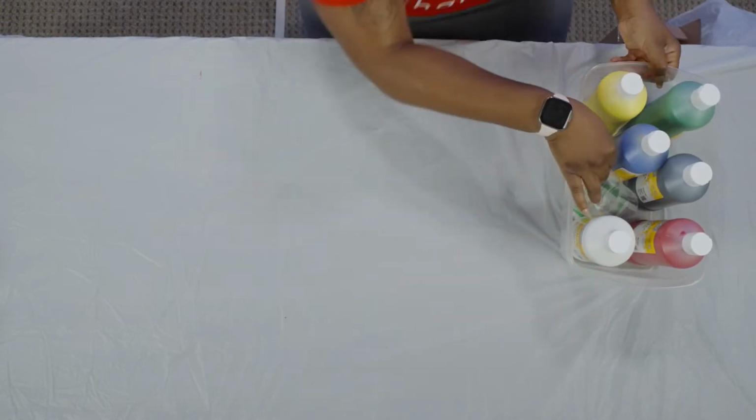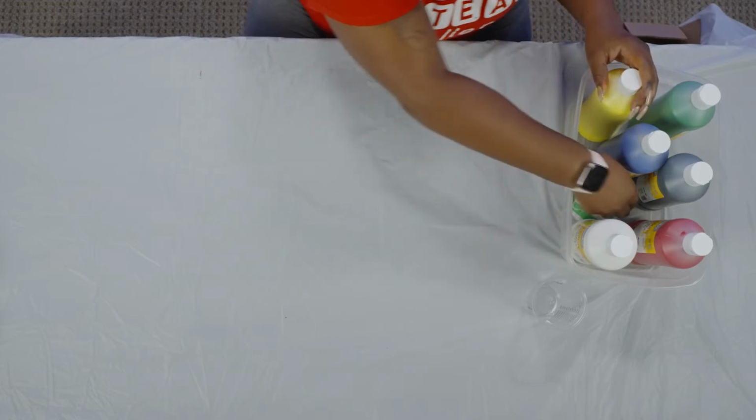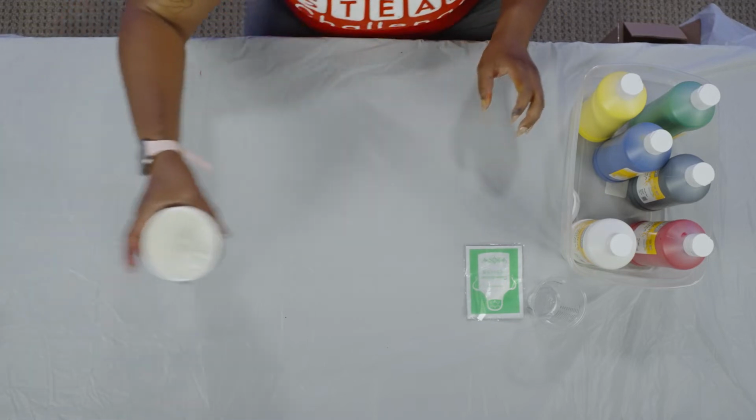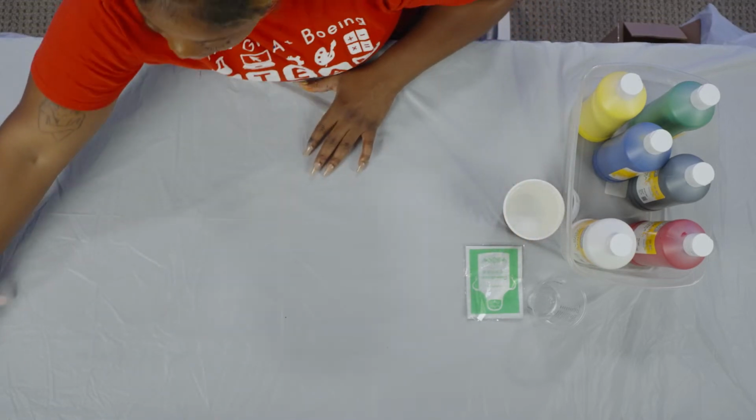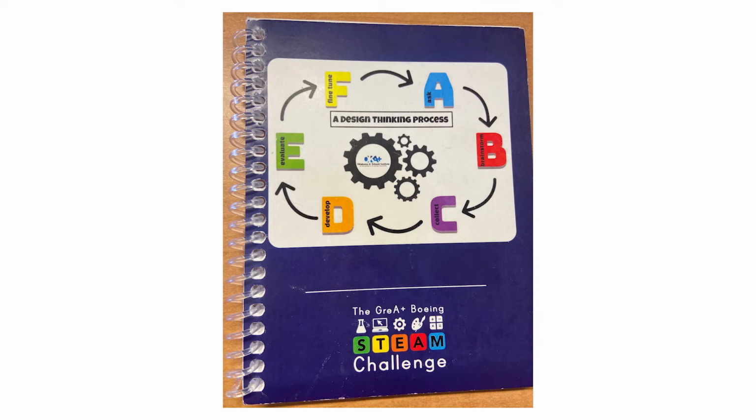So for this project, you will need a tablecloth, paint, a measuring cup, a plastic tub, an apron, water, something to stir with like a fork, and of course, your design thinking process notebook, your design thinking process card, and a pencil.